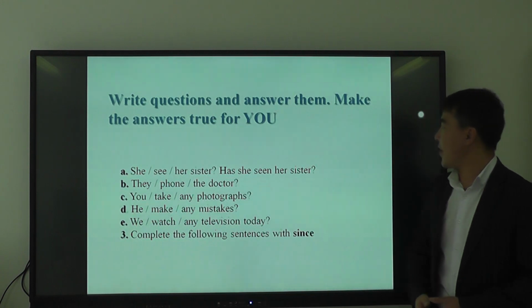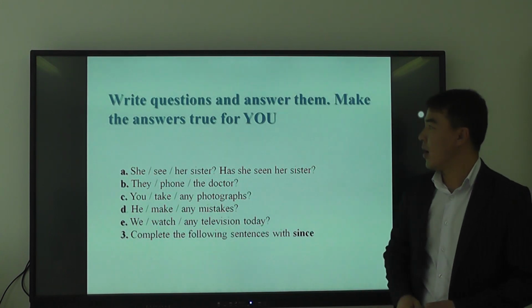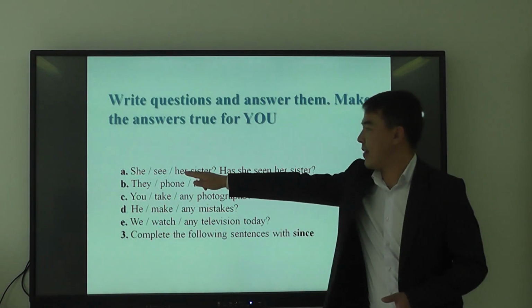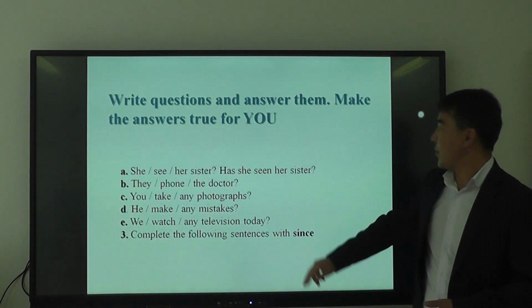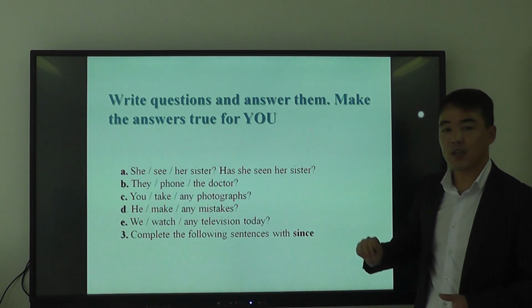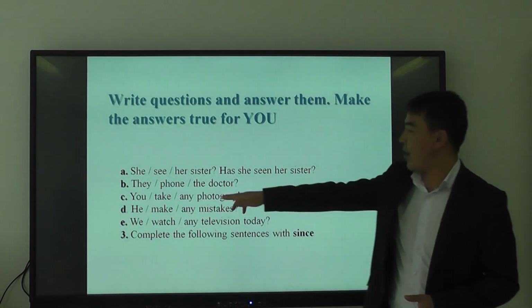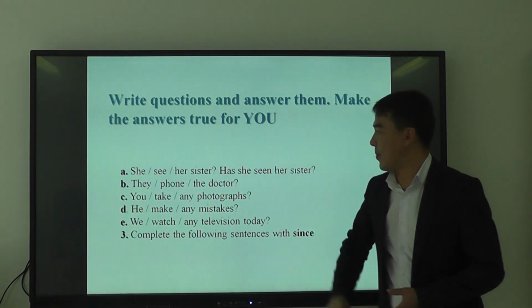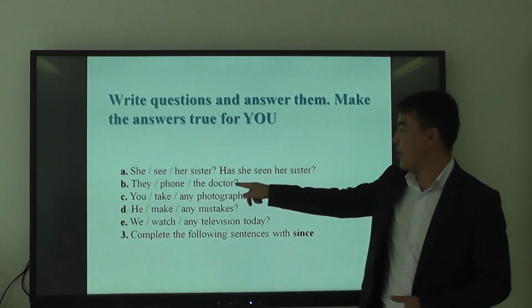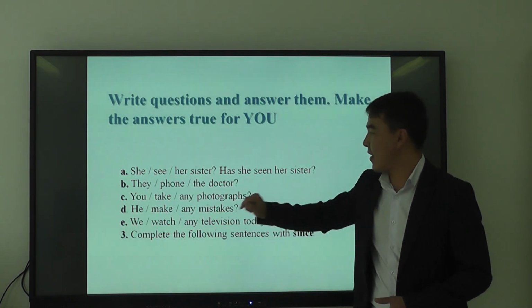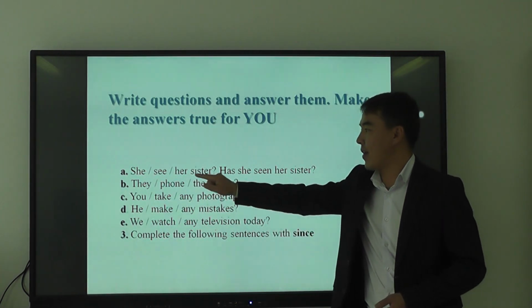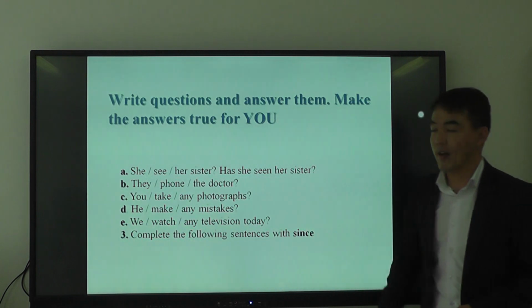Now write questions and answer them. Make their answers true for you. Now students, you should write your questions and answer them. For example, she saw her sister, and then you have to write the question. Has she seen her sister? For example, they phoned the doctor, and then how will it be in the present perfect tense? You can change this sentence into present perfect tense. And let's make a question. Have they phoned the doctor, right?